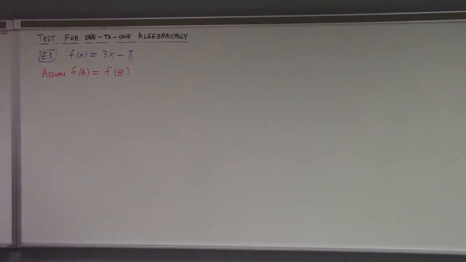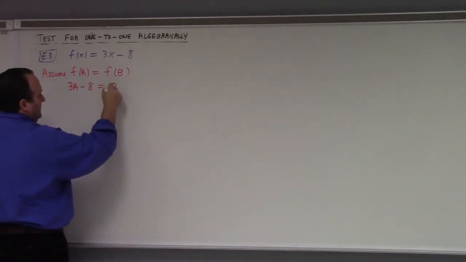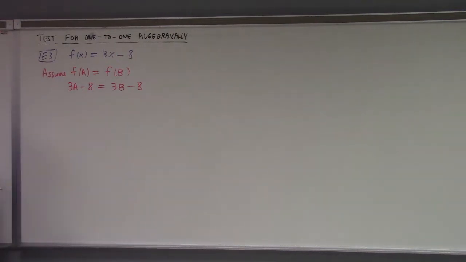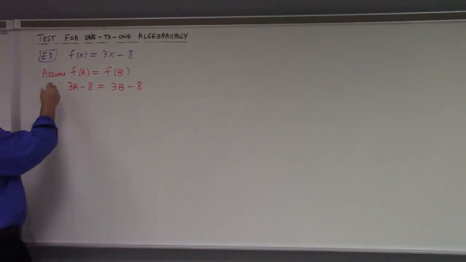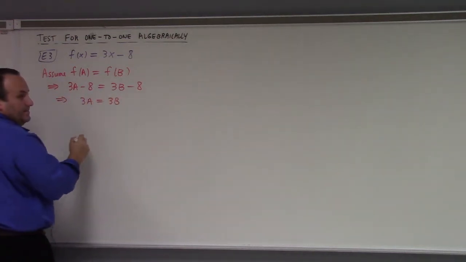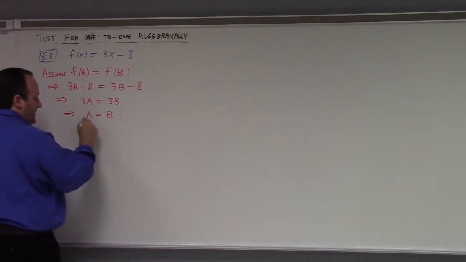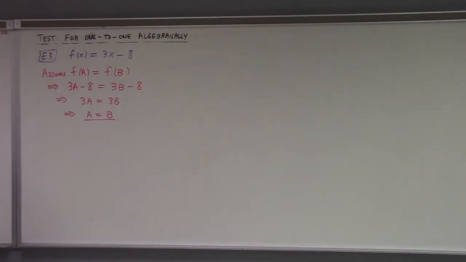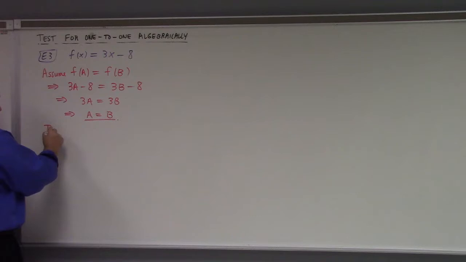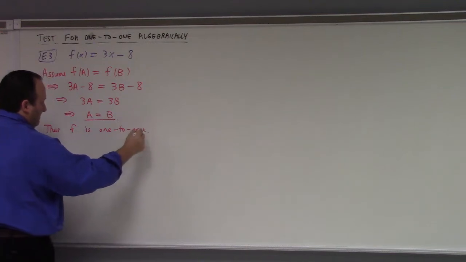Okay, so what does f of a equal to f of b give you? For this function, it gives you 3a minus 8 equals 3b minus 8, right? Then all you got to do is add 8 to both sides, right? 3a equals 3b. Then divide both sides by 3, and we've got a equals b. So thus, f is one-to-one, right?